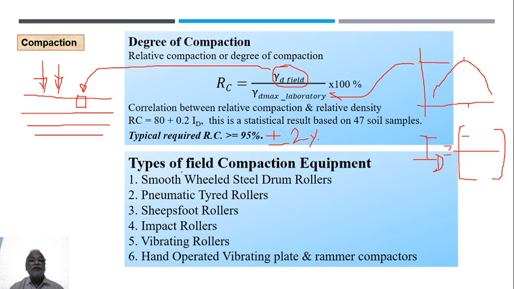Okay. Now types of field compaction equipment. We have so many of them: smooth wheeled steel rollers, pneumatic tired rollers, sheep's foot rollers, impact rollers, vibrating rollers, hand operated vibrating plate, and rammer compactors. Apart from this, you have two more types of compaction, which are called dynamic compaction and flotation. All those things are covered in detail in the next slides.